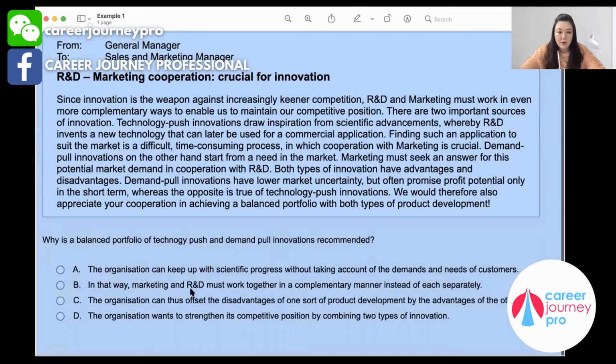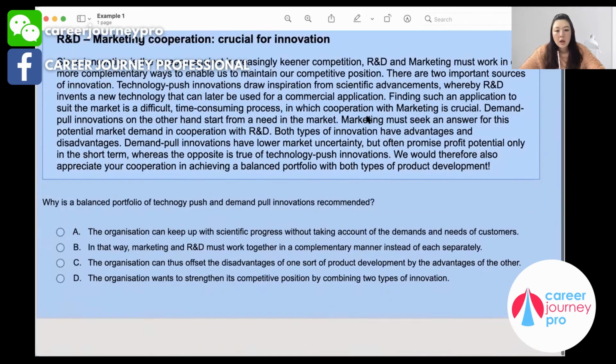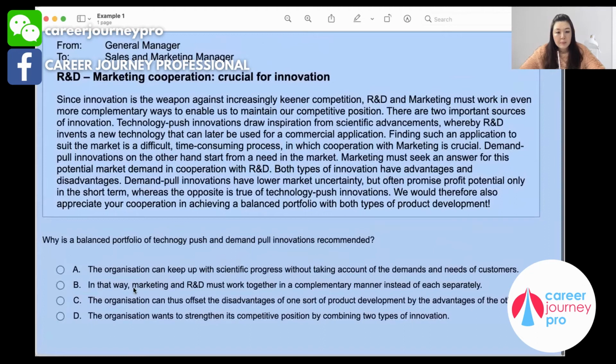So see what the focus is from the question. And then I'll go back to tip number 1: always read very carefully the first sentence and the last sentence, or if you are given a few paragraphs, read the first sentence, because that should be the summary or the key points of what the whole paragraph is about. In this case, it's talking about the company wanting to stay competitive, and it's talking about research and development and marketing must work in even more complementary ways to enable us to maintain our competitive position. So this is relevant to B.